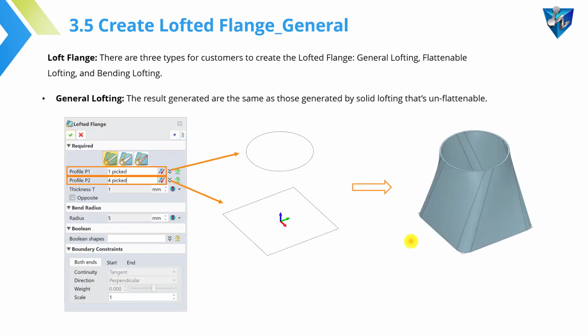And the next one is lofted flange. There are three types for customers to create lofted flange: general lofting, flattened lofting, and bending lofting. For the first one, general lofting, it will create a thin-walled part and is unflattenable. It's similar to the loft feature in the solid modeling module.